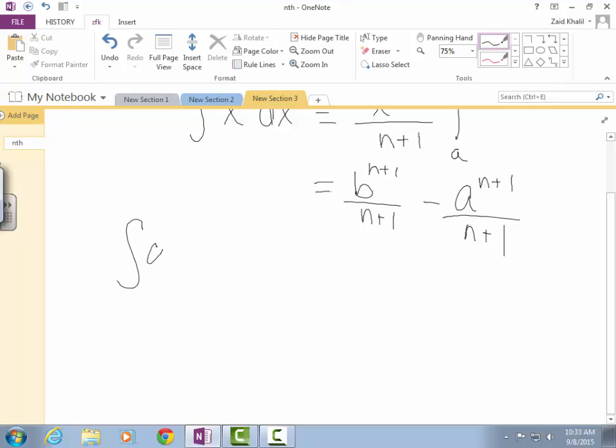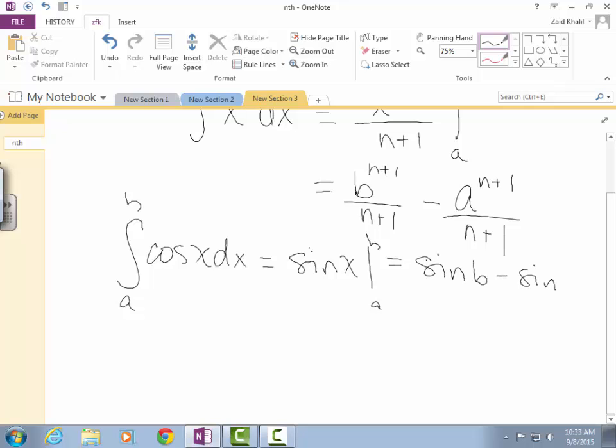Likewise, the integral of cosine x dx from a to b is equal to the sine of b minus the sine of a. And let me go one step behind. It's the sine of x from a to b, which is equal to the sine of b minus the sine of a.